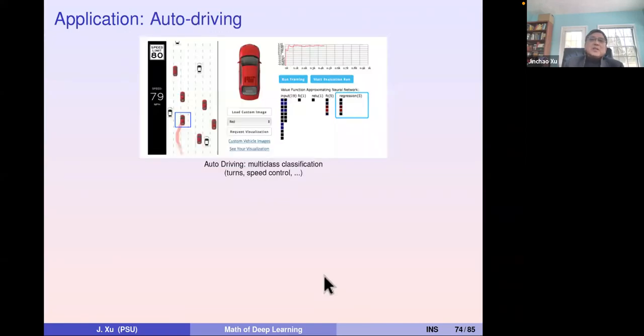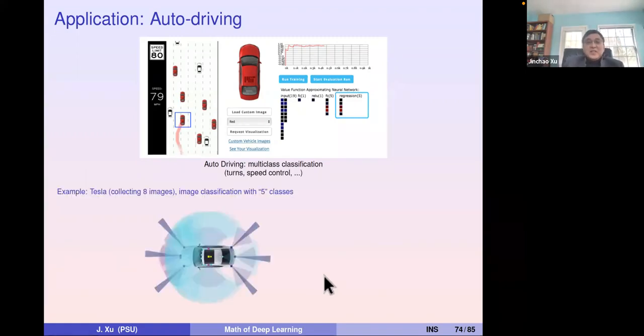But there are lots of great applications of AI. Take auto-driving, for example. I myself drive a Tesla these days, and it's amazing, it works quite well. Tesla has 8 cameras, so at every moment it collects 8 images.